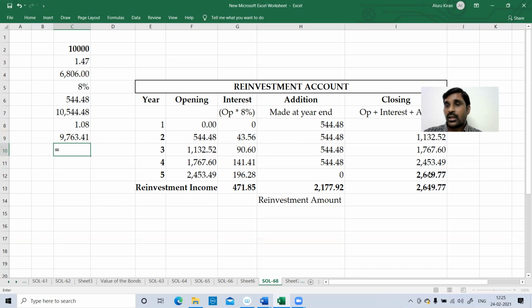No, this is interest income, sorry. On top of that, we have to receive this reinvestment income. This is just our recovery of investment.